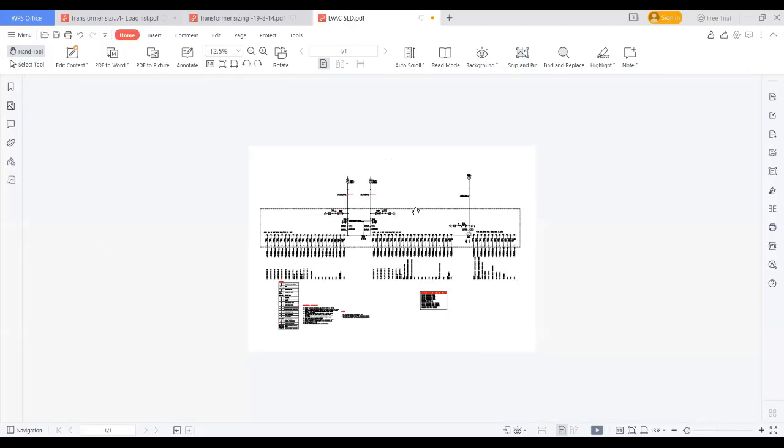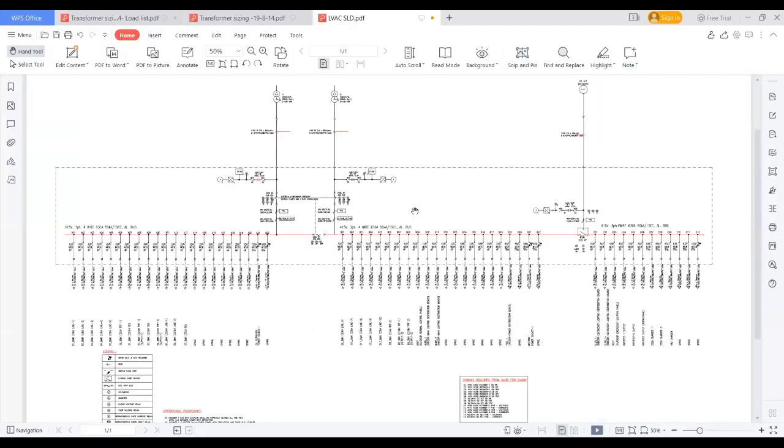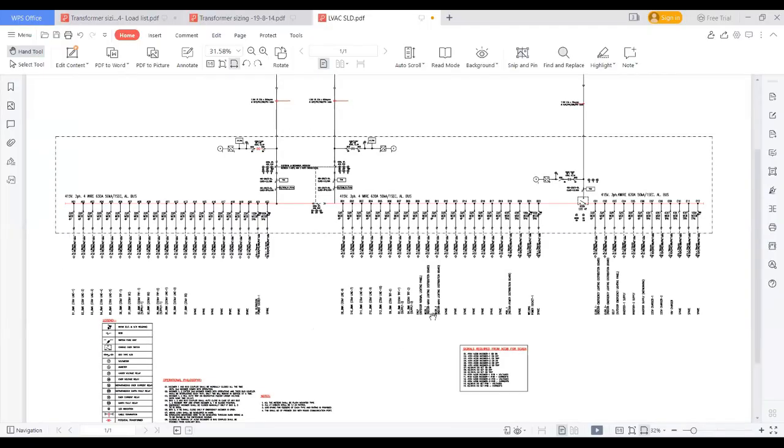Any doubts up to now on the distribution board, distribution of LVAC as well as DC? Architecture. This is the architecture. Please explain interlockings. I couldn't understand. So, let me show this.